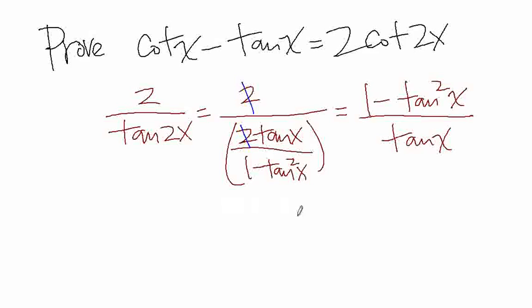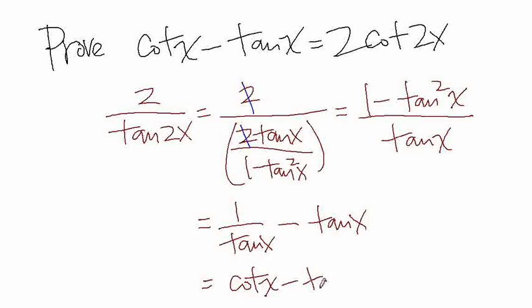Okay, now let me split it into 2 fractions. 1 over the tangent of x minus, and then the tangent squared of x over the tangent of x, I can simplify that to just the tangent of x. The first term, the reciprocal of the tangent of x, that's the cotangent of x minus the tangent of x. And look what I've just done. I've just shown that the right side of the original suspected identity is equivalent to the left side. So indeed the identity has been proven to be true. Okay?